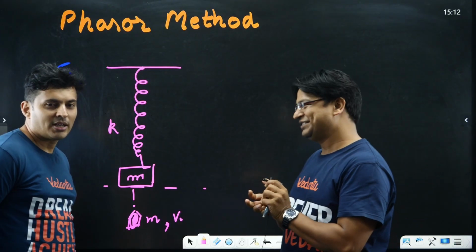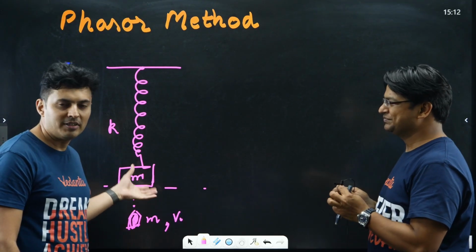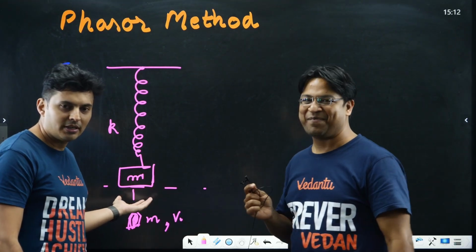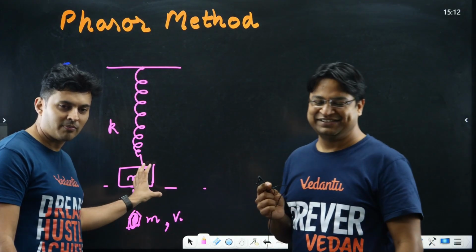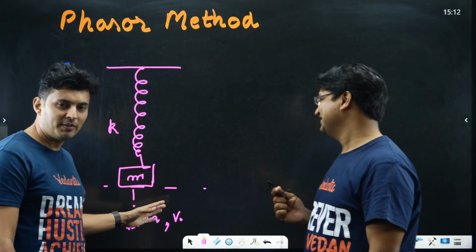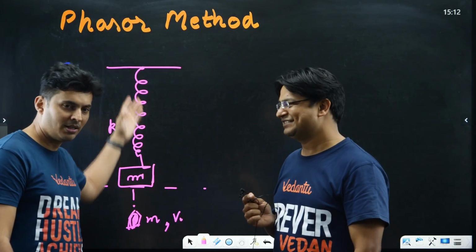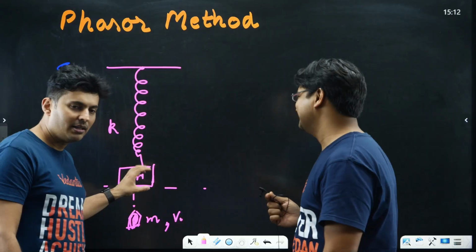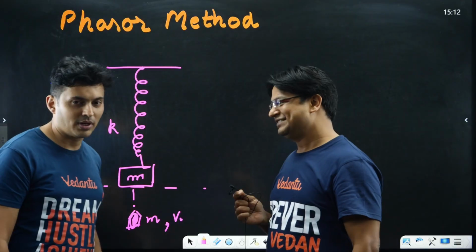So guys, can you at least answer: after the block is hit by the bullet, what will be the speed and which law are you going to use? Yeah, you're going to use conservation of momentum. And what will be the speed? Because M and M, double mass, the speed will become half, right? So the speed will become V naught by 2 just after the collision, but the spring has not yet changed its elongation or compression at that instant. Okay, let's see what happens next.